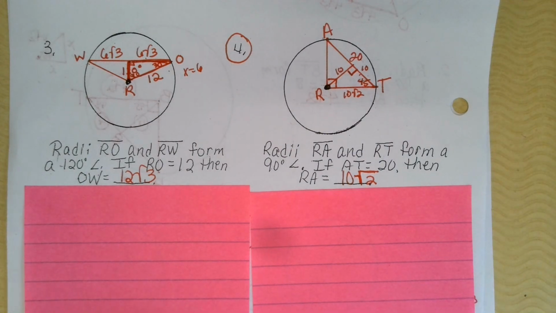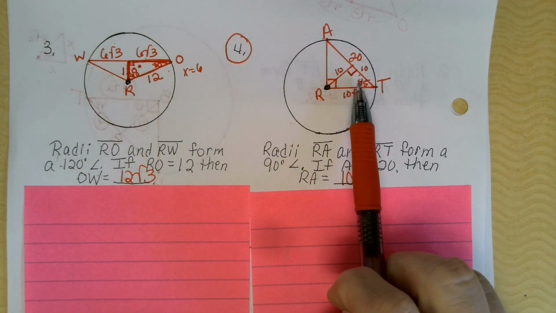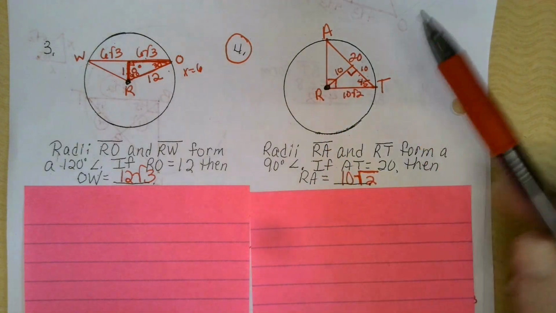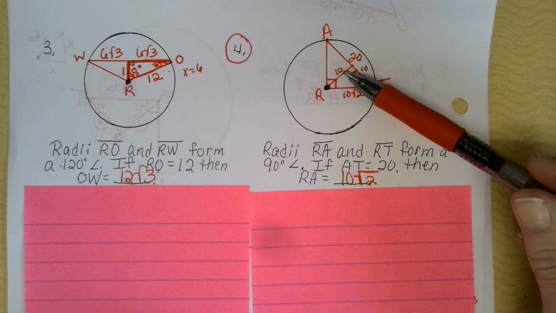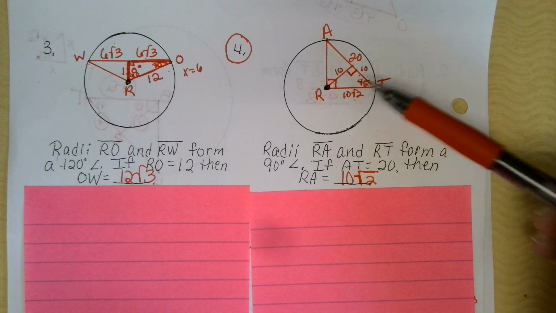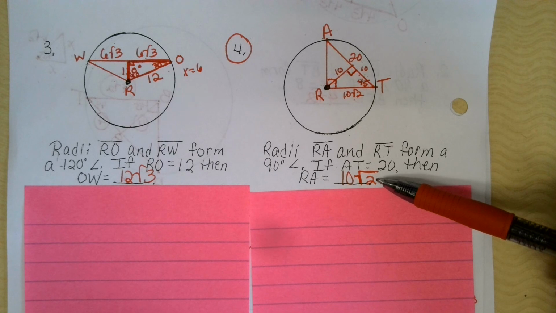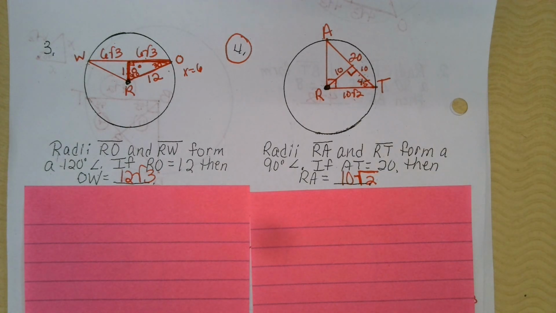All right, number 4. So we drew a 90-degree angle. This becomes a 45, 45, 90 triangle. We're told that AT is 20. So that means this piece is 10, this piece is 10, this is 10 radical 2. I don't see how you would need to do any work for that problem. You should have got 10 radical 2. All right, move on to number 5.